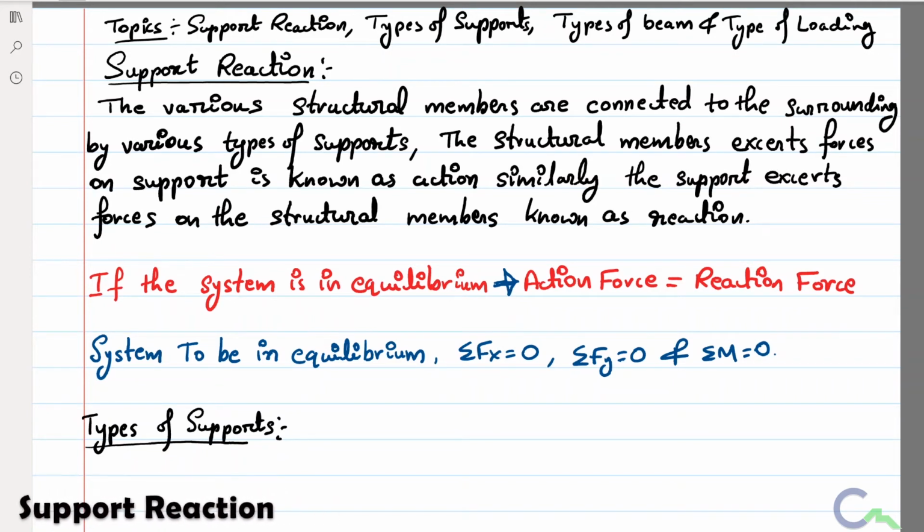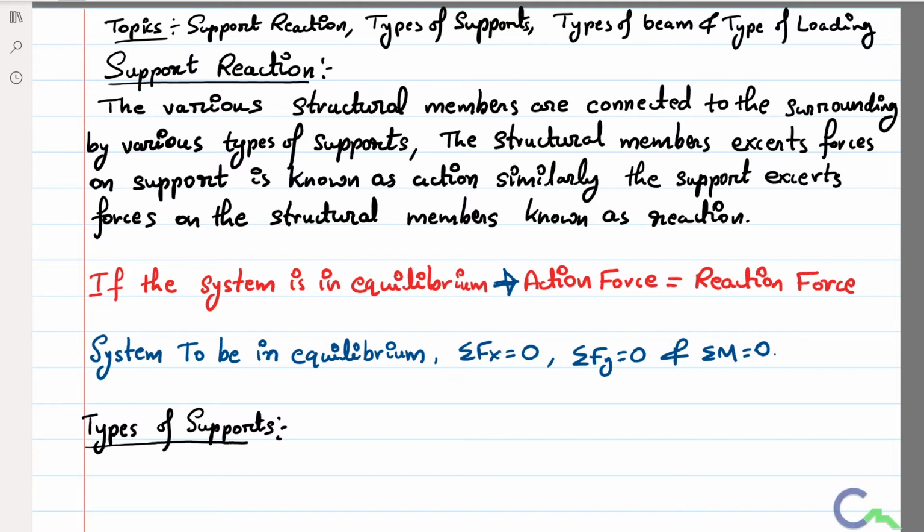Hello everyone, in this video tutorial I am going to explain support reaction. In this entire video I am going to cover the topics: types of supports, types of beam, and types of loading. Let us see what is support reaction.